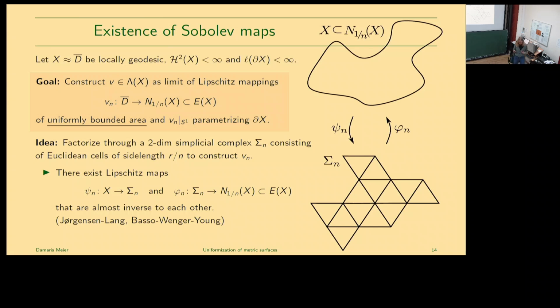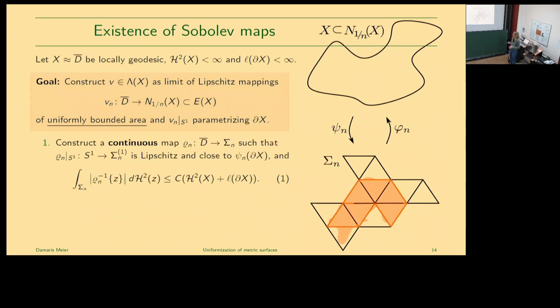Okay. And so this follows from Lytchak and Wenger, that gives us the Nagata dimension 2, and then Basso, Wenger, Young, they constructed these also for higher dimensions. They constructed these factorizations through these simplicial complexes. So that's what we do, and that's what we start with.